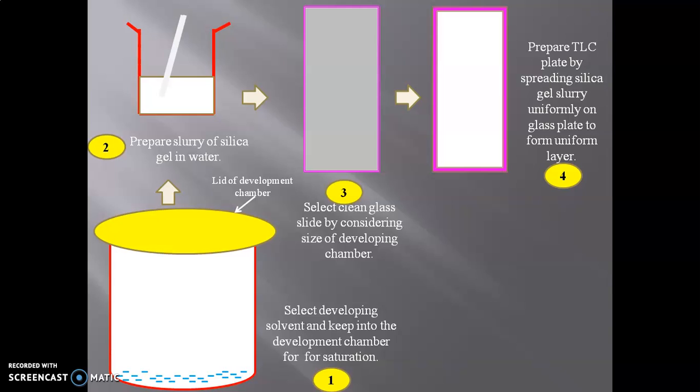You have to spread the slurry uniformly on the glass plate to form a uniform layer. Now after the preparation of the TLC plate, air dry this plate. After the air drying, the next step is purification of silica gel. There is a need to purify the silica gel G, because silica gel contains iron as an impurity, which causes a considerable distortion of the chromatogram.